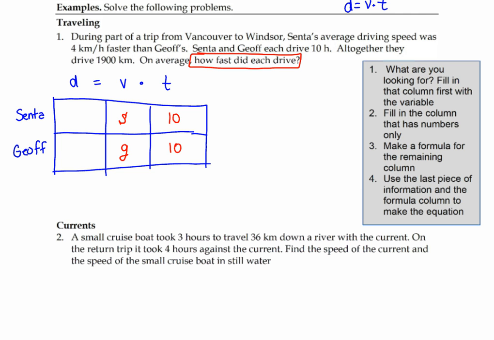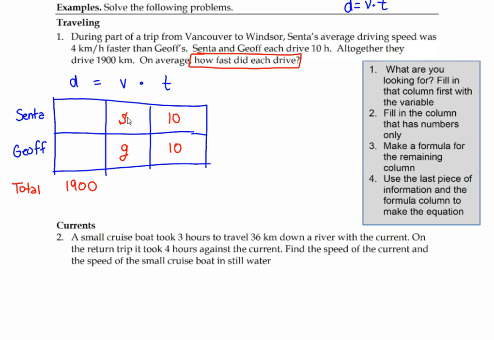Okay. Now, they give us something about distance. They say all together they drive 1,900 kilometers. But is that specifically Senta's distance or Jeff's distance? No, that is specifically the total. So I can put that underneath here. That represents the total of Senta and Jeff. Now there's a reason why you need that formula. Once you have two boxes filled in, we're going to use the formula to get the third box.